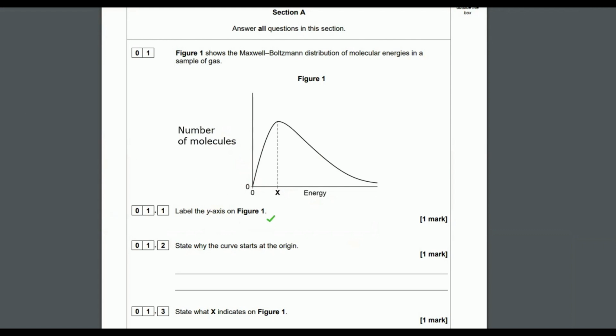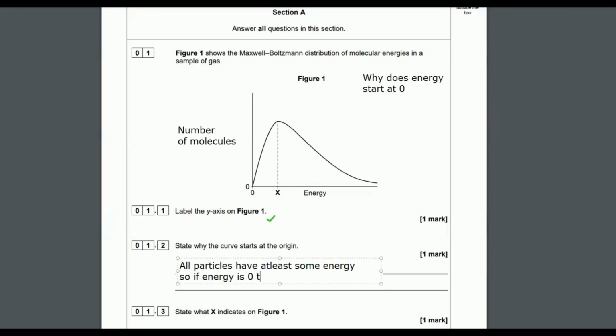State why the curve starts at 0. So what they're really asking you here is, how come when energy is at 0, there's 0 molecules? The idea is that all particles in the universe contain at least some energy. No matter how cold it gets, even at absolute 0, particles are not going to have 0 kinetic energy. So the only way you can have 0 energy is if you have no particles. If particles exist, even just one particle, then you must have at least some energy. So that's all we need to express here, that particles all have energy, so there must be 0 particles or 0 number of molecules when energy is 0.